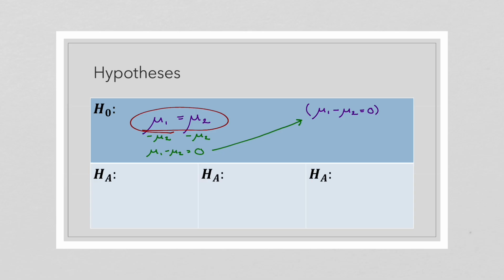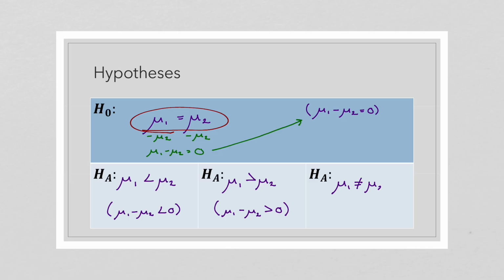For our alternative hypotheses, we will either have a left tail, a right tail, or a two-tail test. A left tail might look like mu sub 1 is less than mu sub 2, or again, if you want to write it as mu sub 1 minus mu sub 2 is less than 0, you can go ahead and do that. For your right tail, it'll be mu sub 1 is greater than mu sub 2, which would be mu sub 1 minus mu sub 2 is greater than 0. And finally, for your two-tail, we could write that as mu sub 1 is not equal to mu sub 2, so mu sub 1 minus mu sub 2 is not equal to 0.